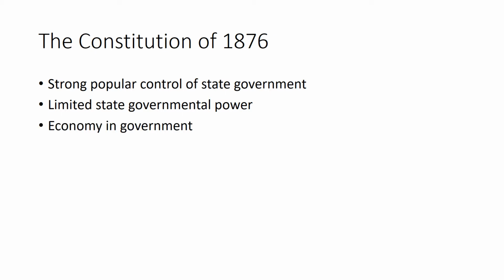Next, economy in government. What this did is the Constitution restricted the extent to which state government could tax and incur debt. Limits were placed on office holders' salaries. Also, compulsory education was eliminated and education was decentralized so that white landowners did not pay for the education of what were then African American students.